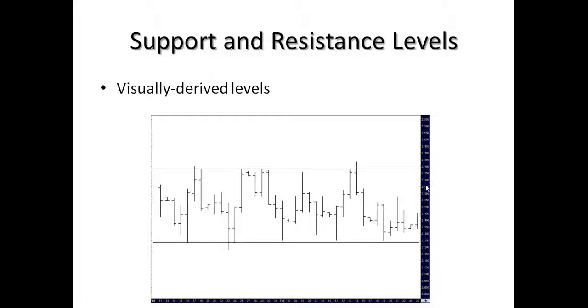Okay, so right here we have a resistance line. Resistance is the ceiling. Right down here we have a support line. Support being the floor. Okay, so we're looking for 2 or more turns to the downside from resistance, to the upside from support. Now this happens to be a flat or horizontal range. Again, we could also talk about parallel uptrend channels, parallel downtrend channels as types of ranges as well. Okay, for this purpose.